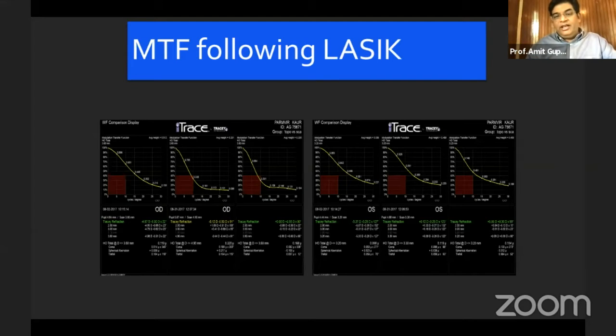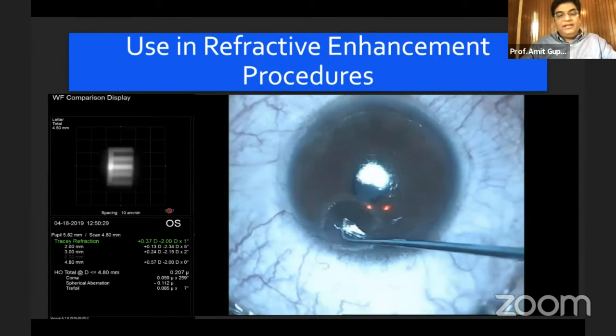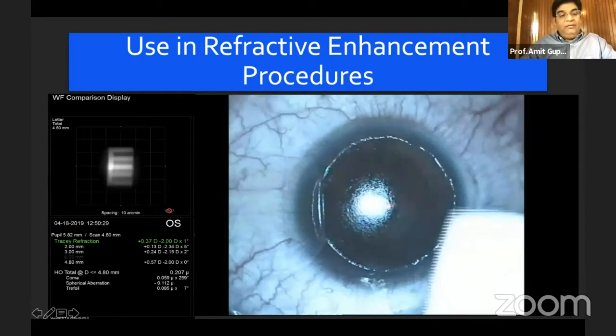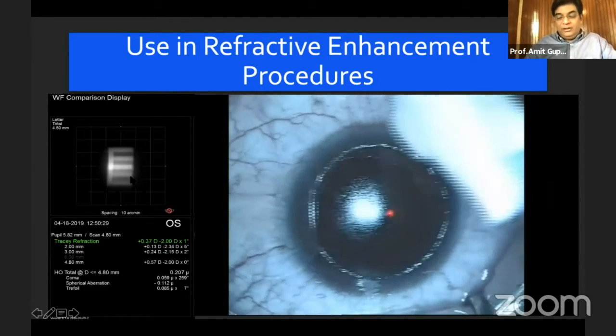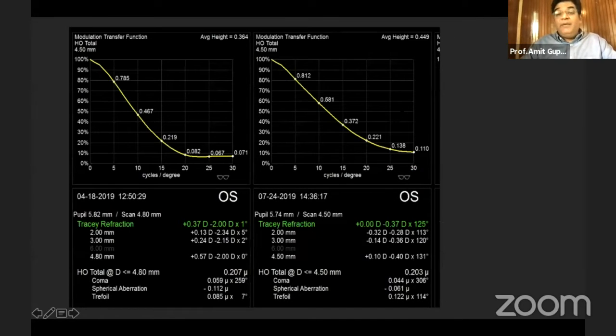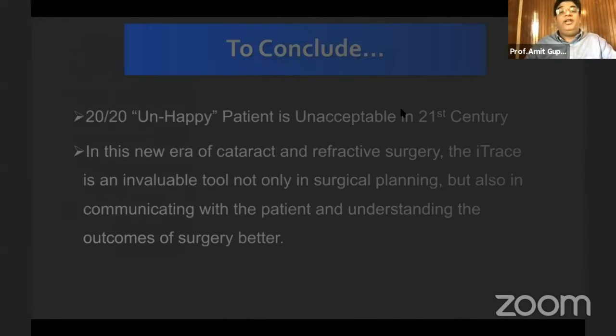So this is just an example of a patient. We can see this patient was minus two cylinder and we decided to lift up the flap and just zap the patient. And we could see afterwards, after the surgery, the patient has improved considerably. The MTF has improved and the patient was very happy.